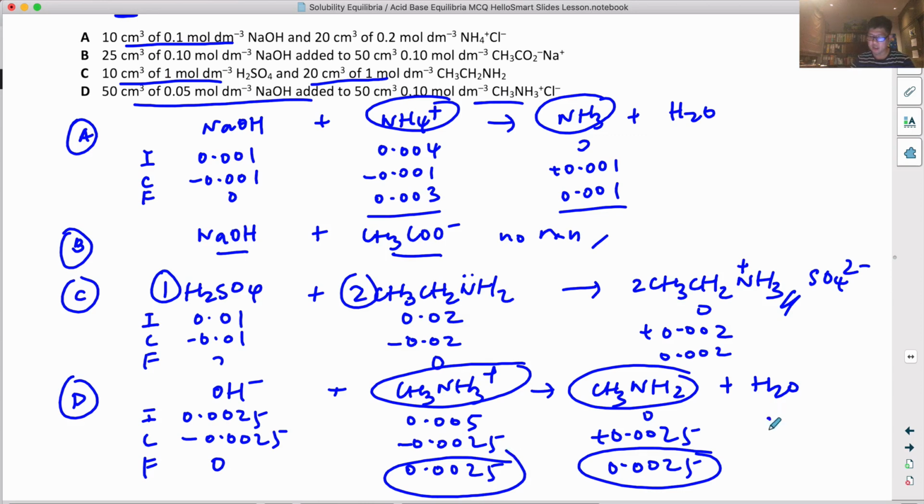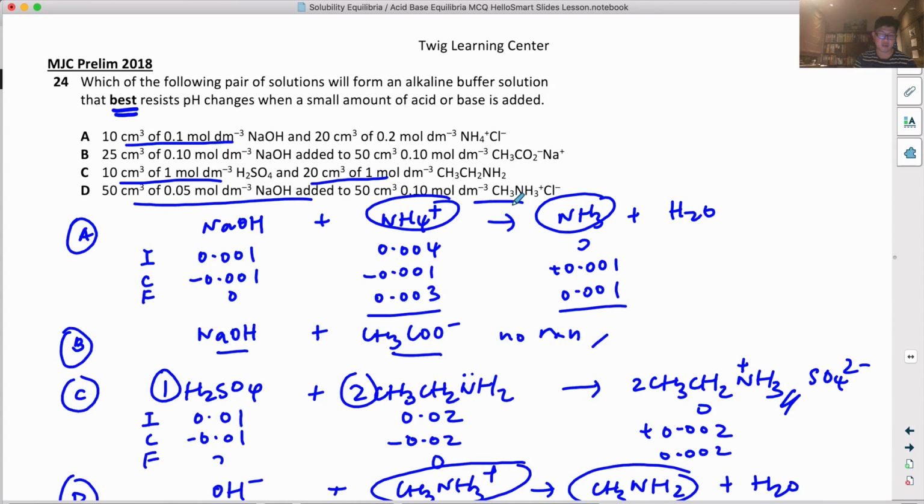So in fact, this is your maximum basic buffer, because you have an equal amount of weak base as well as conjugate acid. This maximum basic buffer is able to resist change in pH most effectively. So the answer must be D.